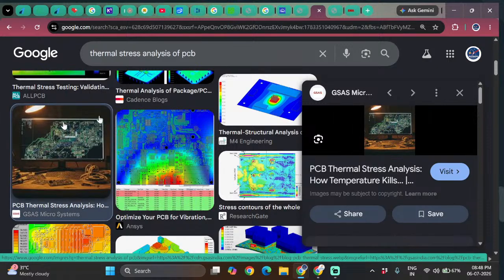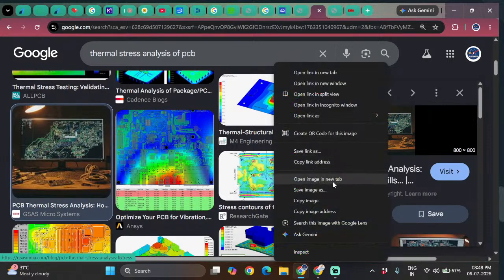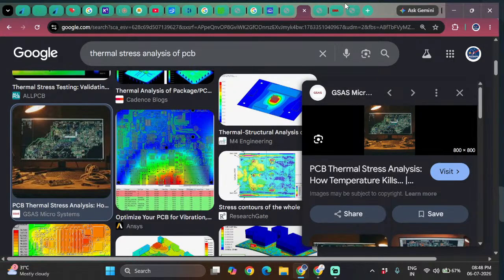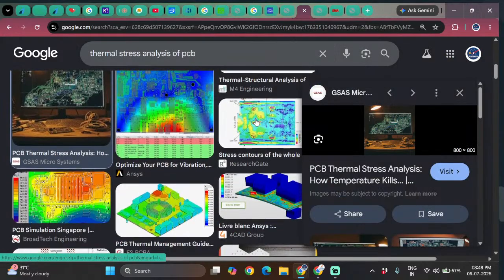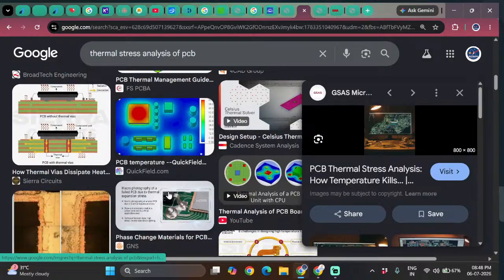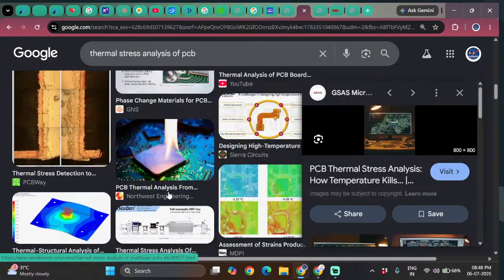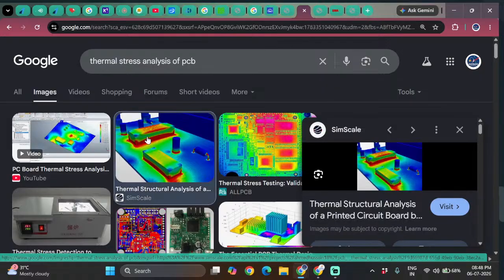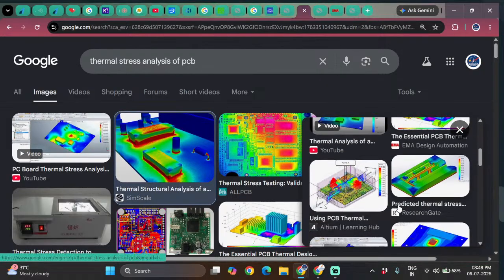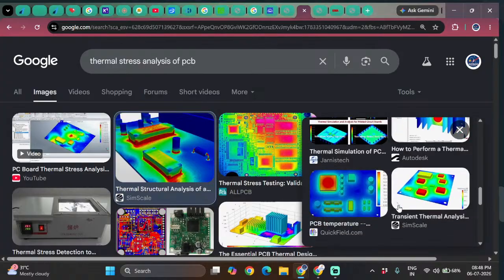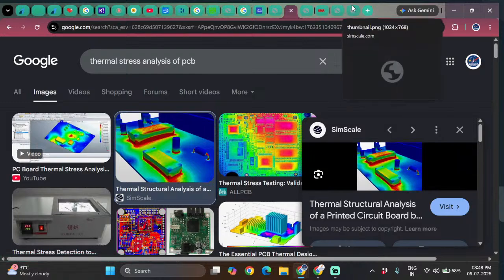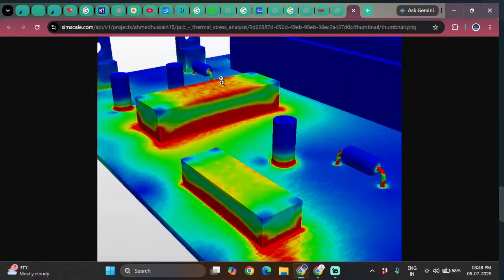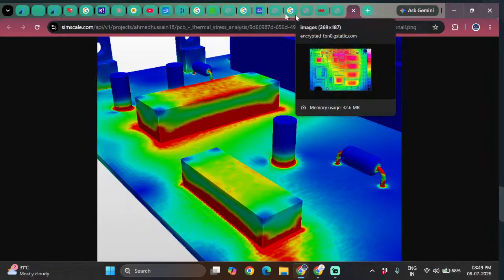So we perform thermal stress analysis. This can be performed in CAD tools. So here we have some MOSFETs, isn't it?